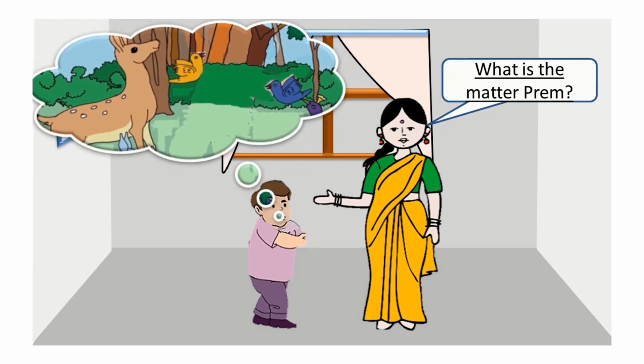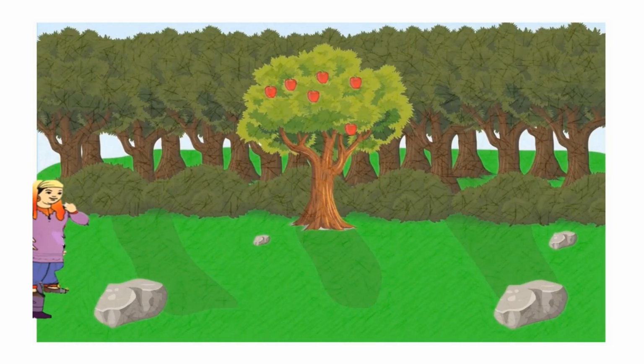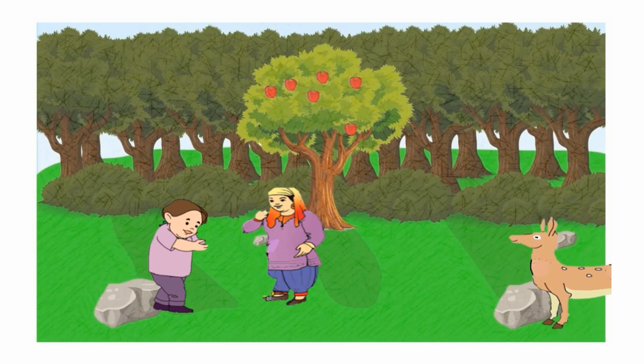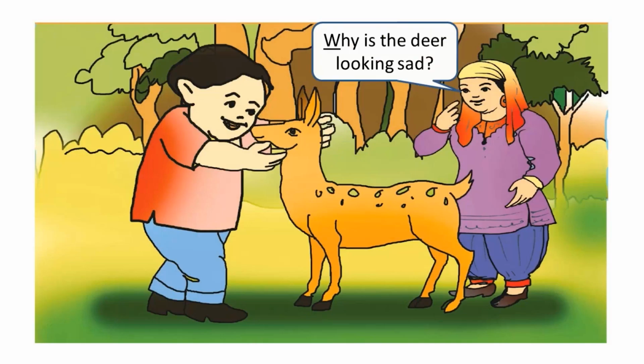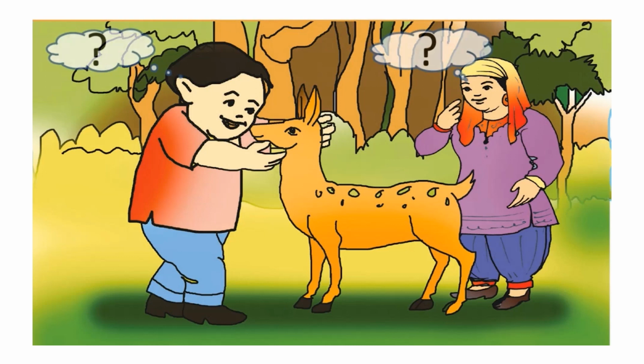His mother knew that Prem loved the birds, animals, trees in the forest. So she said, "Why don't you go to the forest with your friend Nasreen and find out what has happened exactly?" Prem, along with his friend Nasreen, goes to the forest and they go to their most favorite place, and as they sit on the rock, Hira the deer comes sprinting towards them. Nasreen asks, "Why is the deer looking sad?" Prem replies, "I think Hira must have heard about the trees, that the trees would soon be cut down in the forest." Now both of them start thinking. They think for a while what to do now, how to save the forest.